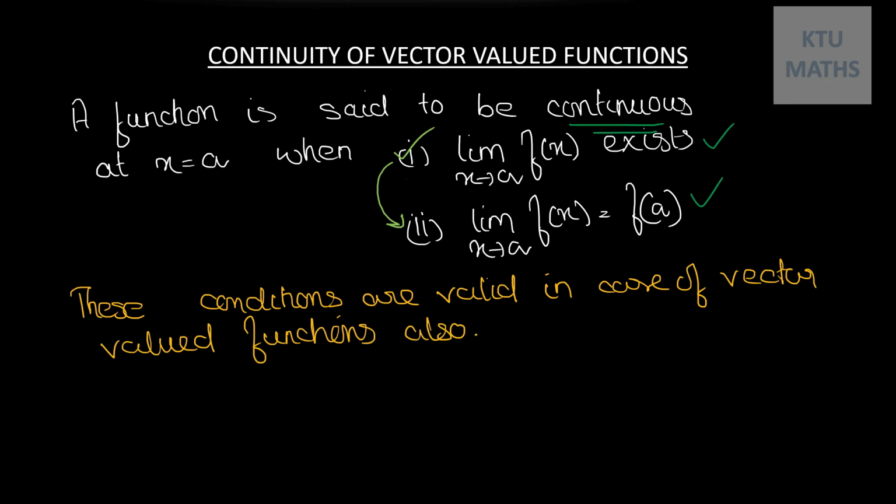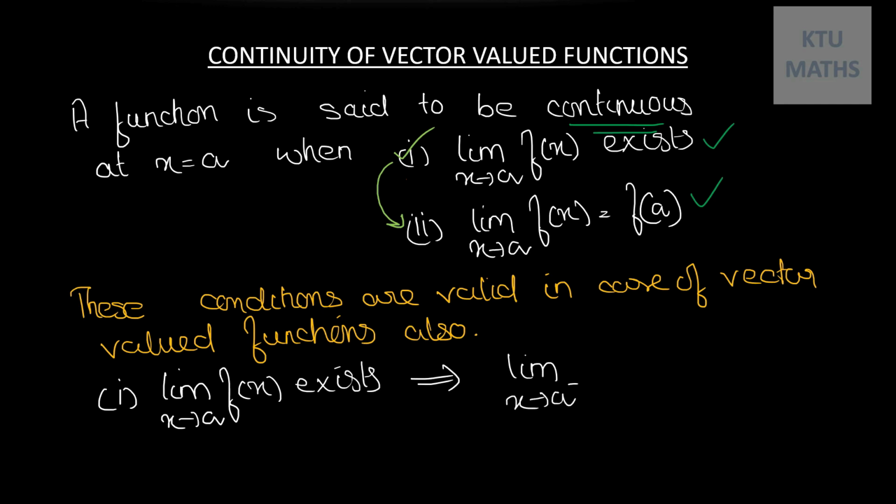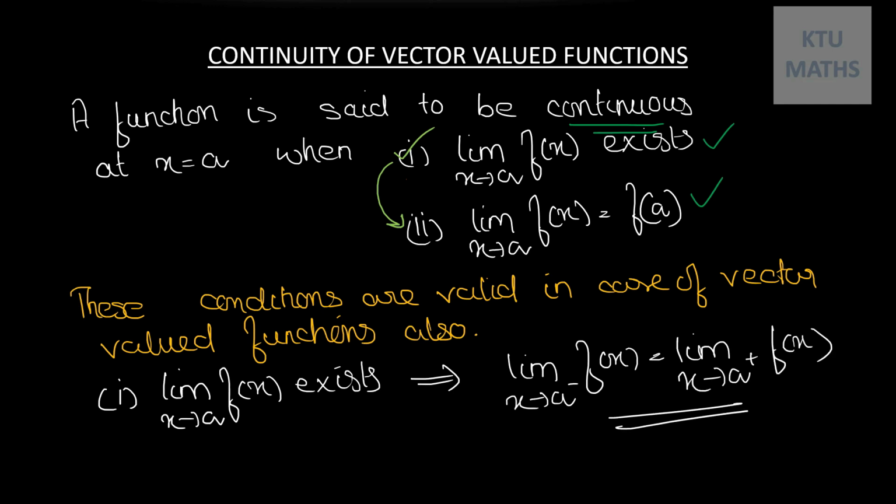Now let us understand what the first condition means. The first condition was limit x tends to a, f of x exists, right? This means that left limit x tends to a, f of x must be equal to right limit x tends to a, f of x. Maybe some of you do not know what this is. So you can check our video in the miscellaneous playlist and learn what left limit x tends to a, f of x equal to right limit x tends to a, f of x means.